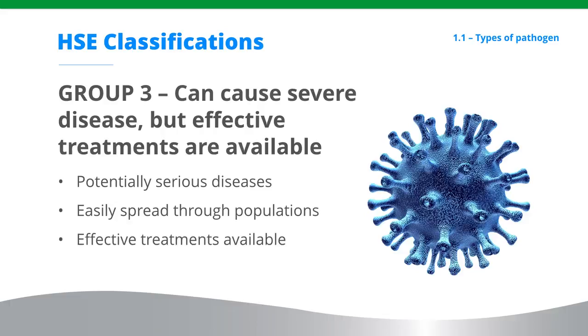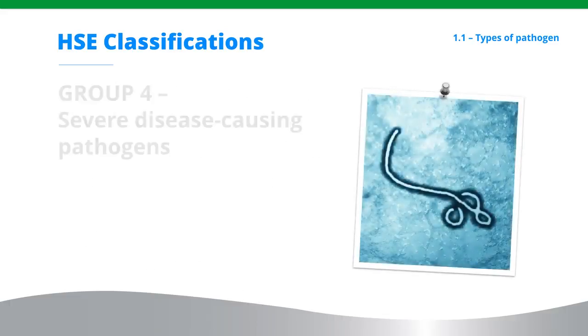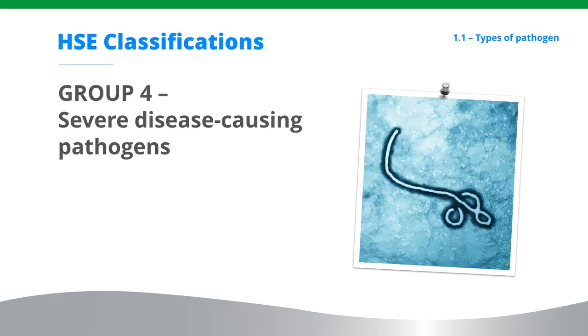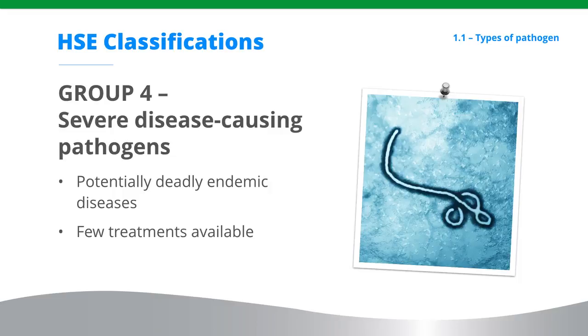Examples are Mycobacterium tuberculosis and FIV. Group 4 is the most severe category of pathogens. It includes diseases such as Ebola and rabies and requires controls at governmental and international level.